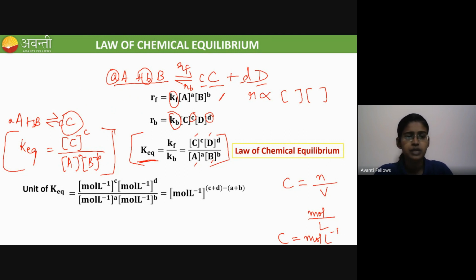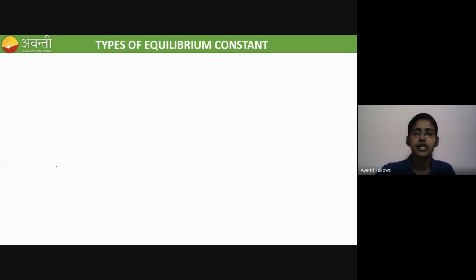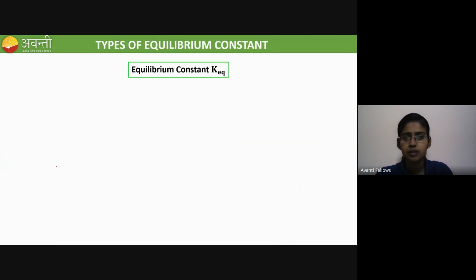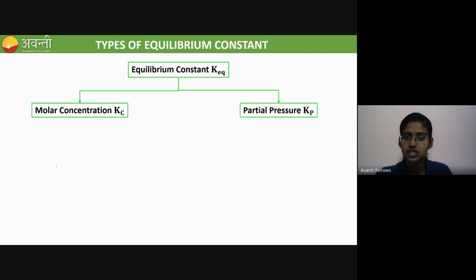Types of equilibrium constant we will see. Types of this Keq we will discuss. Shall I move on to the next slide, students? Okay, the types of Keq. The equilibrium constant Keq has two types. One is in terms of molar concentration. If it is in terms of molar concentration, then we have to call this Keq as Kc. The second is in terms of partial pressure.